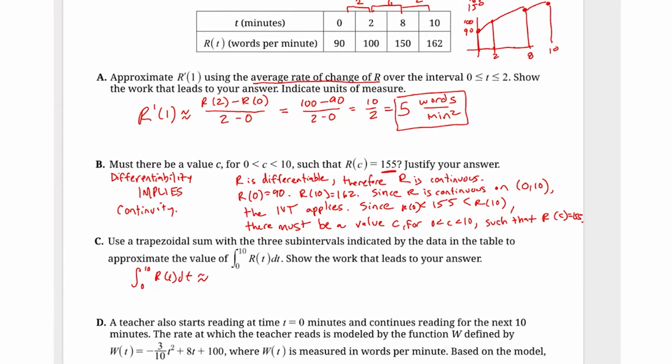Okay, so let me zoom out just a little bit so we can see this a little easier. So here we go. For the first trapezoid, we've got a distance of 2. The interval is length 2, and we're going to multiply by the average of 90 and 100. Okay, so that's going to find the area of that first trapezoid. The second trapezoid is going to be 6 times the average of 100 and 150. And then the last one is going to be 2 times the average of 150 and 162.